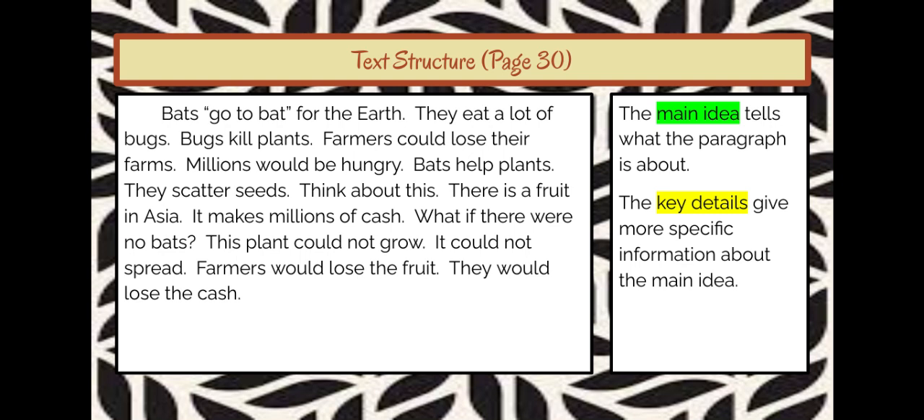What are we going to highlight in this paragraph for our main idea? Bats go to bat for the earth. And what are 3 supporting details that support that main idea? We're going to highlight in yellow, eat a lot of bugs, help plants, and scatter seeds. Now let's look at that final paragraph in Bats in Trouble.